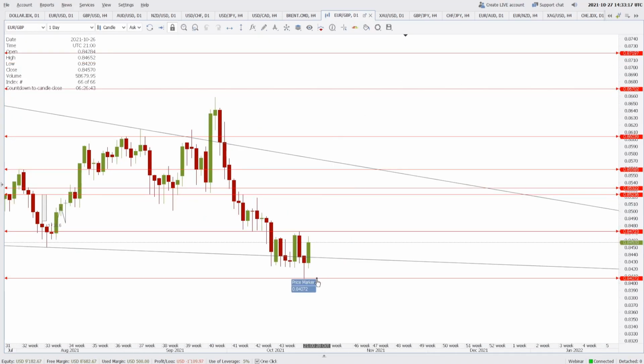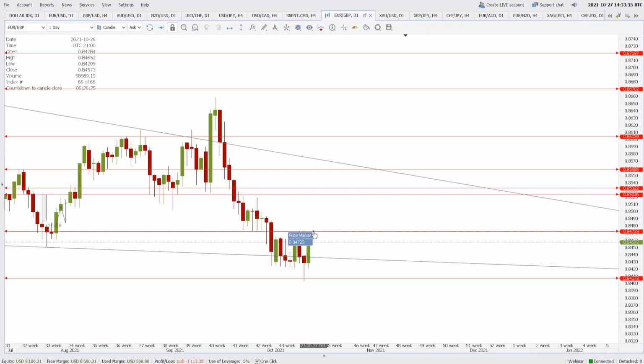Talking about Euro GBP, 0.8407 held as a support on the daily chart, and today there is a follow up to the upside, but will it cross 0.8472? Now that is the question. If it closes the day higher than 0.8472, then 0.8523 is possible.